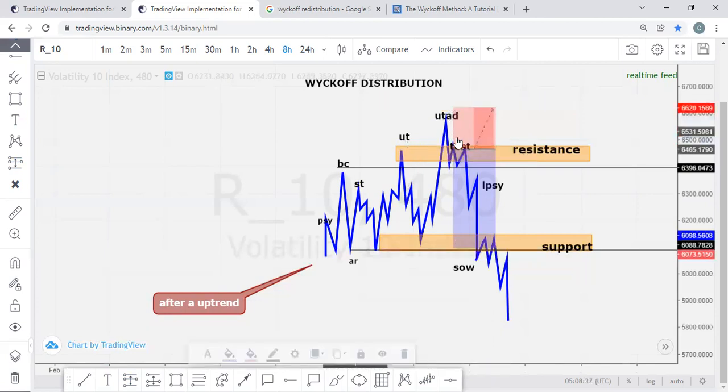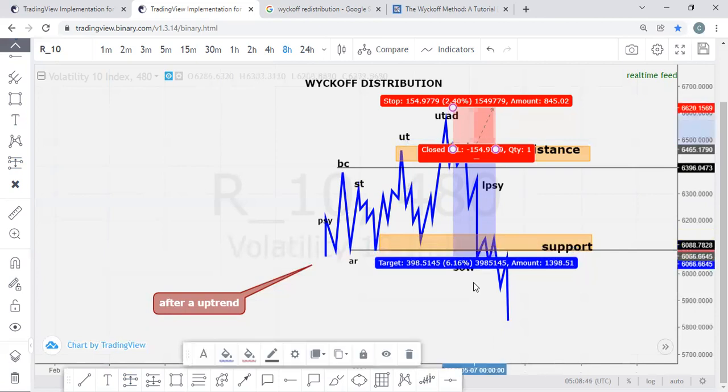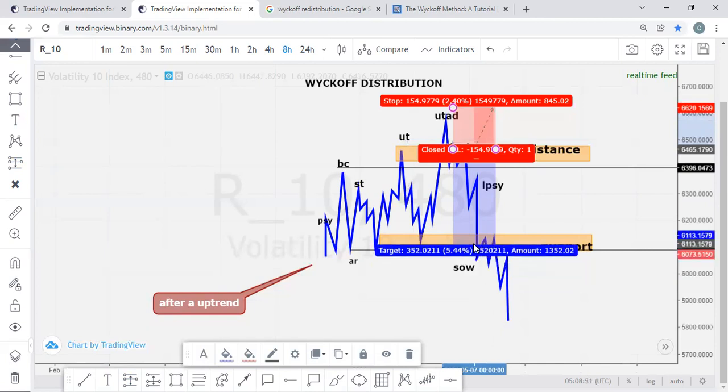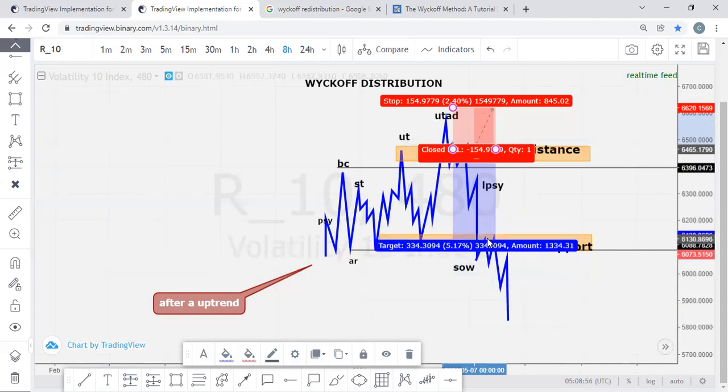So in case the market eventually breaks above this UTAD, you know that the market may continue rallying up. So you want to enter at the test, and then the TP should be maybe you're expecting this support to break, so you can put your first TP at the support here and then extend it, and that is not the real point of this video.